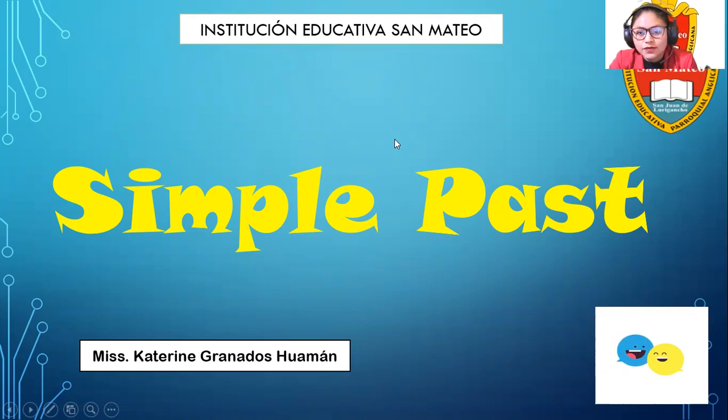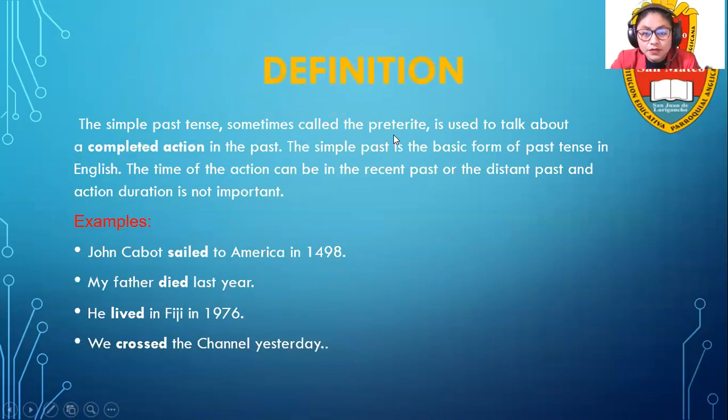Simple past. Let's read a little bit about the definition. It says the simple past tense sometimes is called the preterite. It's used to talk about completed actions in the past. The simple past is the basic form of the past tense in English. The time of the actions can be in the recent past or the distant past, and the duration of the action is not important. So what does that mean in Spanish?